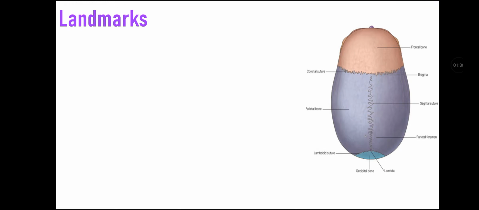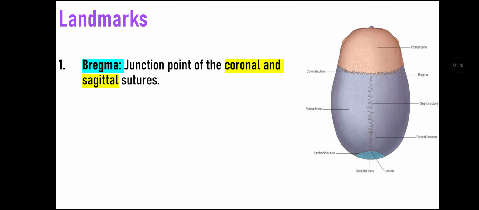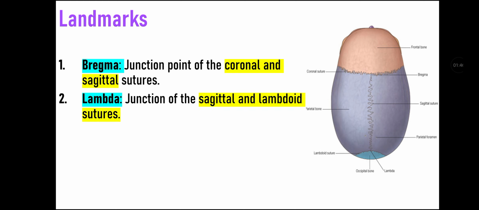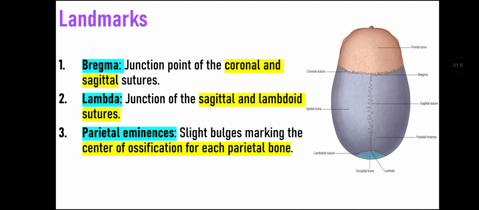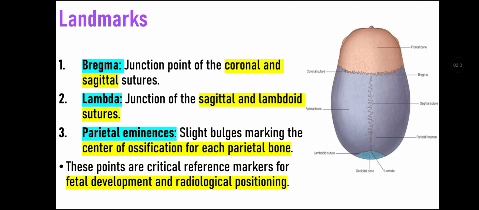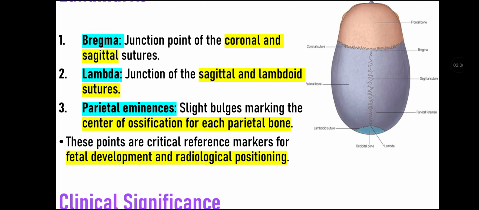Now let's talk about landmarks that are visible from Norma Verticalis. They include bregma, that is the junction point of coronal and sagittal suture, as you can see here in the diagram. Lambda, that is the junction of sagittal and lambdoid suture, as you can see here in the diagram. Parietal eminence, that is a slight bulging marking the center of ossification for each parietal bone. These parts are critical reference markers for fetal development and radiological positioning.